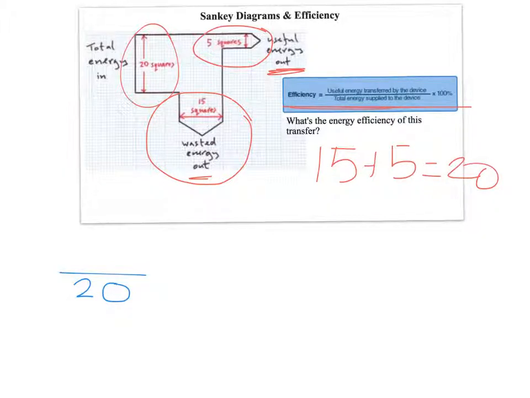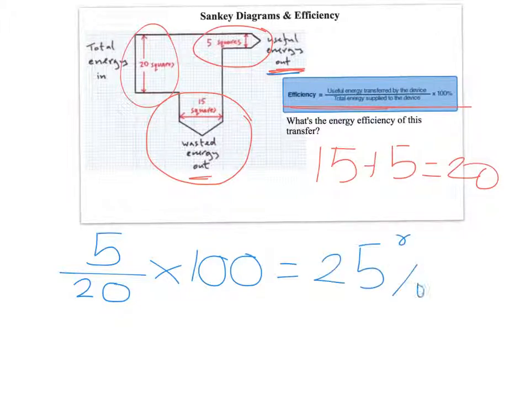Okay, then what was the useful energy transferred by the device? Well, that was the 5 that came out. So it's 5 divided by 20, and to convert it into a percentage, we multiply it by 100. That works out then at 25%, I believe, once you've stuck it into your calculator and so forth.